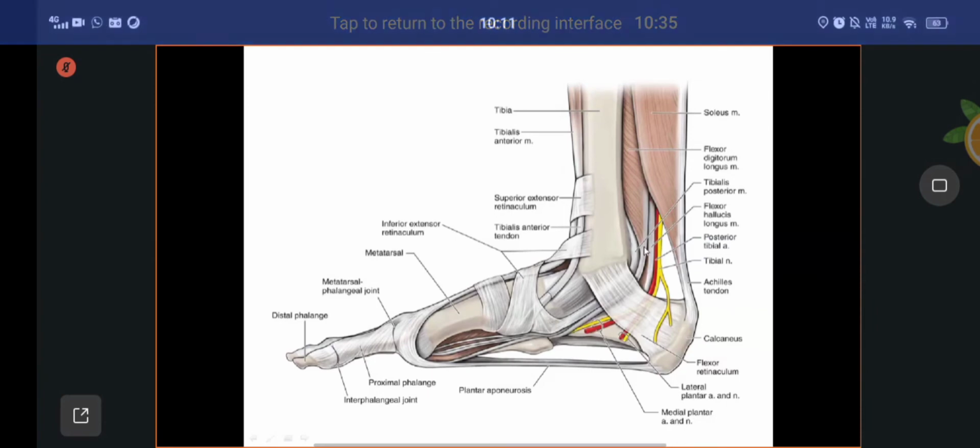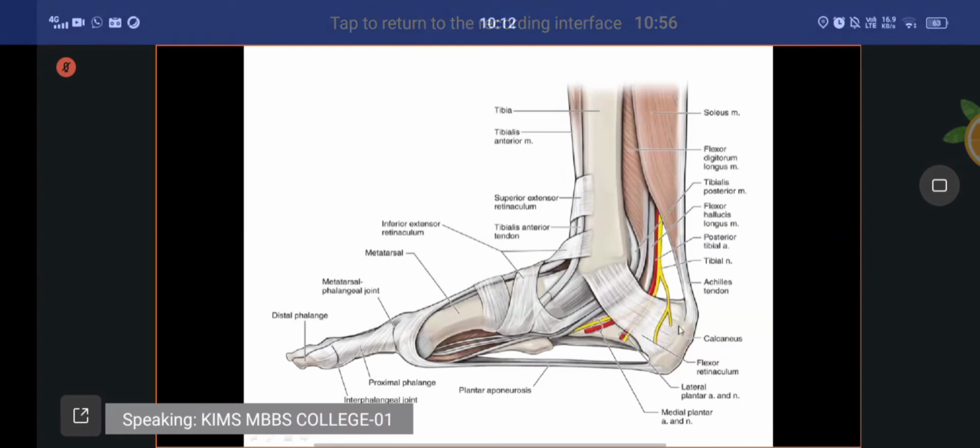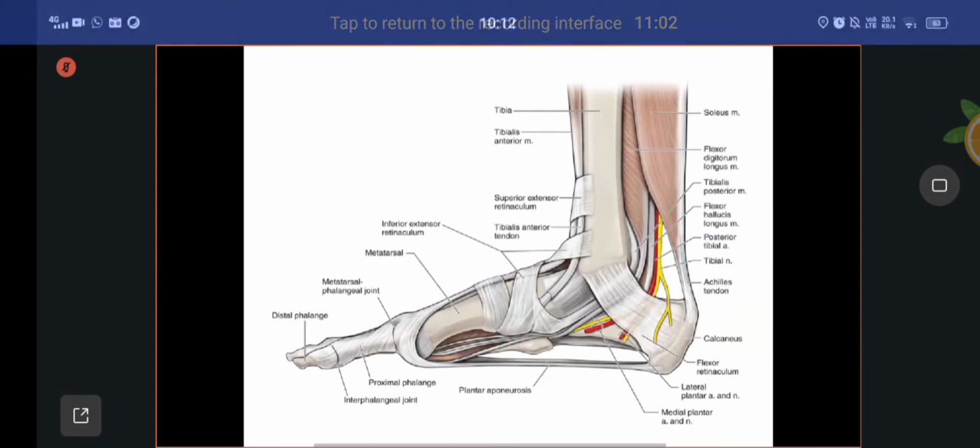In this picture, you can see this is the tibialis posterior tendon, then flexor digitorum longus tendon. Then this is flexor hallucis longus tendon. This is posterior tibial artery. This is the tibial nerve. This band is the flexor retinaculum, present on the medial side of the ankle. But if you take the wrist joint, the flexor retinaculum is present in the front of the wrist. But if you take the ankle, the flexor retinaculum is present on the medial side of the ankle.